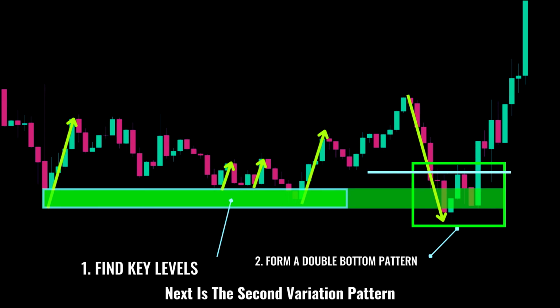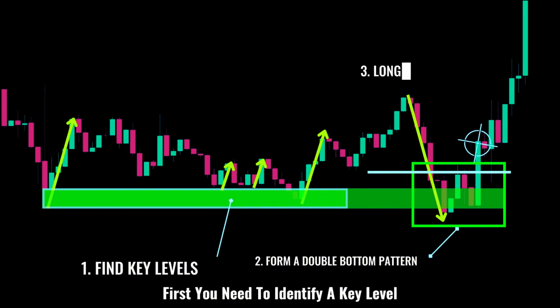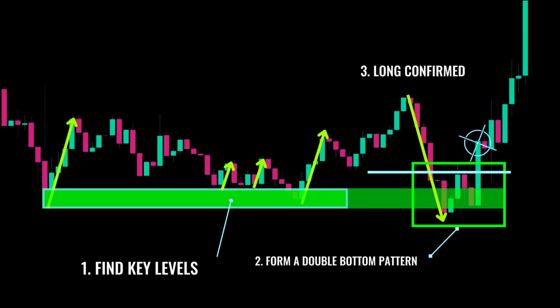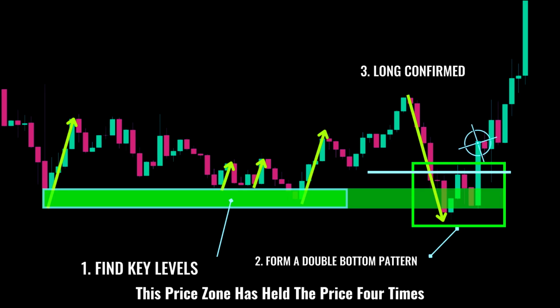Next is the second variation, pattern formed at an important level. We consider this case on XAUUSD. First, you need to identify a key level that can be easily seen. This price zone has held the price 4 times.